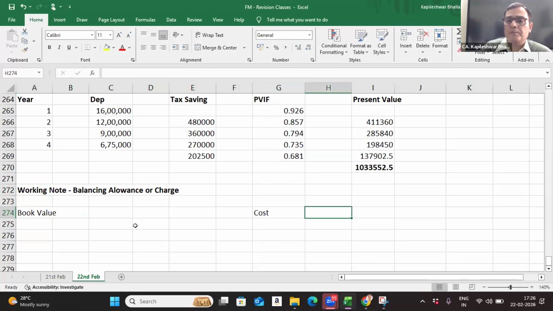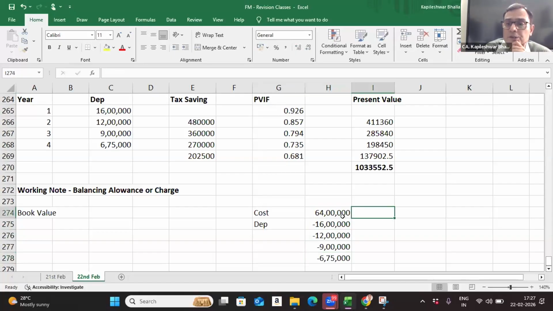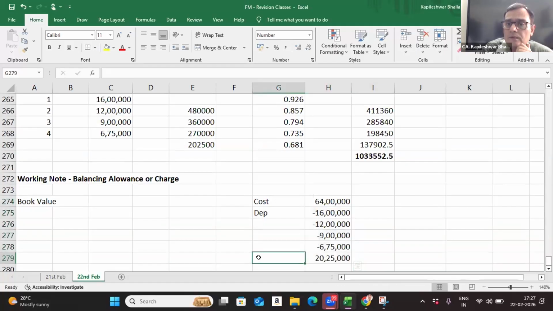So the cost of the asset which we purchased was, I think, 64 lakhs. And we had taken a depreciation for the first year. I think it was 16 lakhs. Then for the second year, it was 12 lakhs. Then it was 9 lakhs. And then it was 6,75,000. So these are the depreciations we have taken. We can get the book value of the asset. So the book value of the asset is 20,25,000. Okay, so this is the book value.